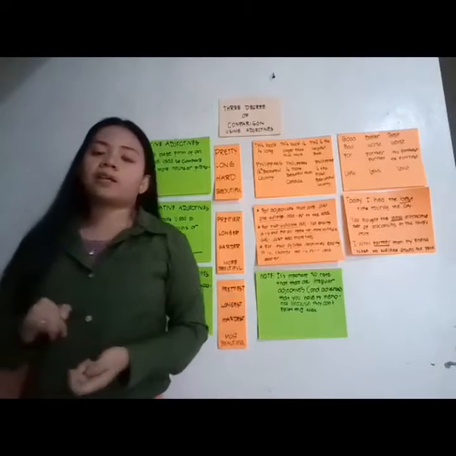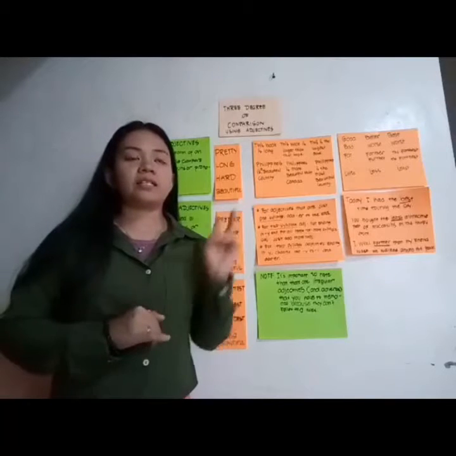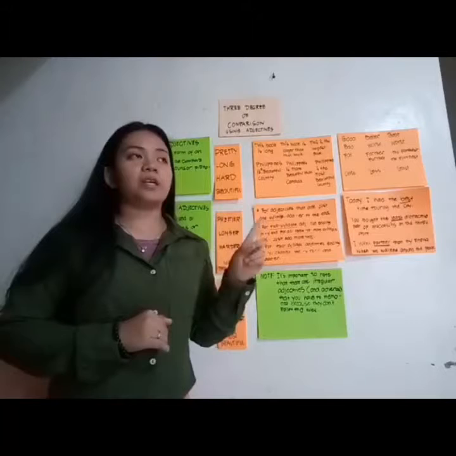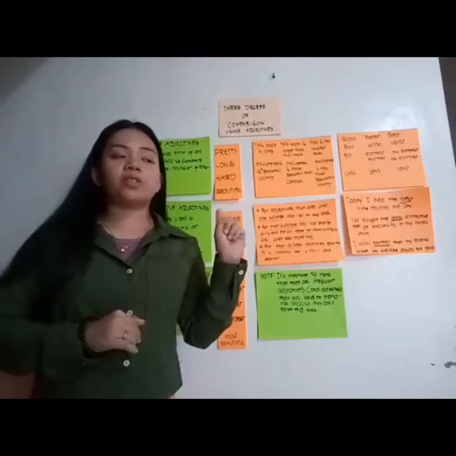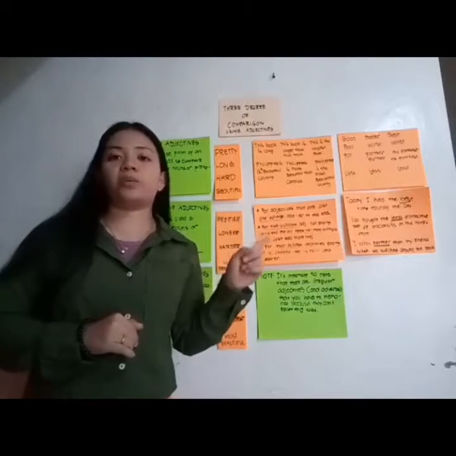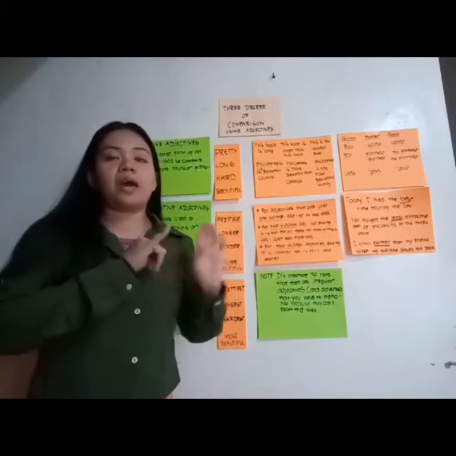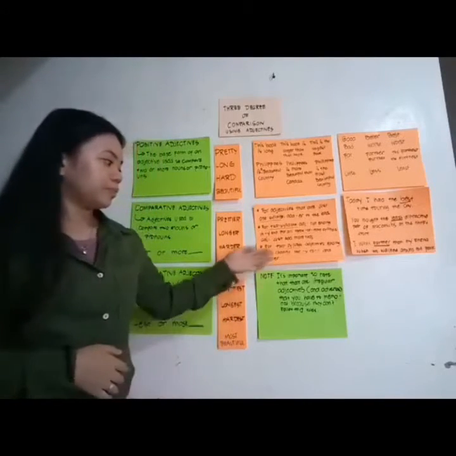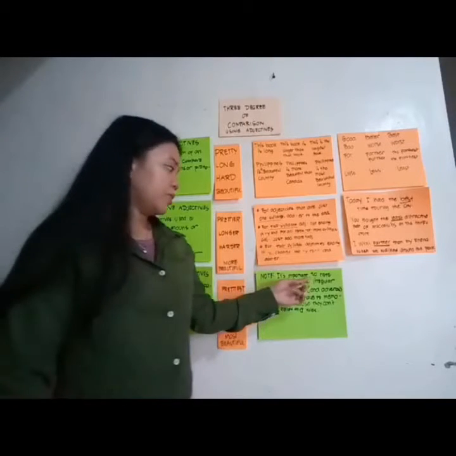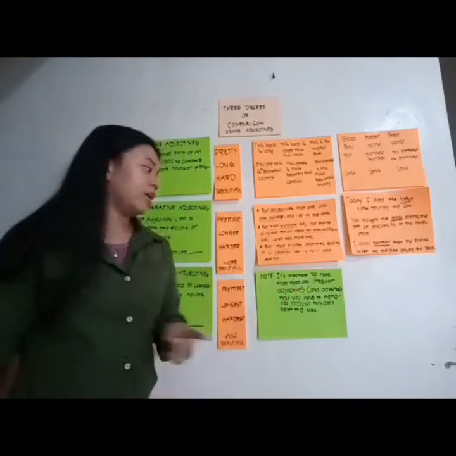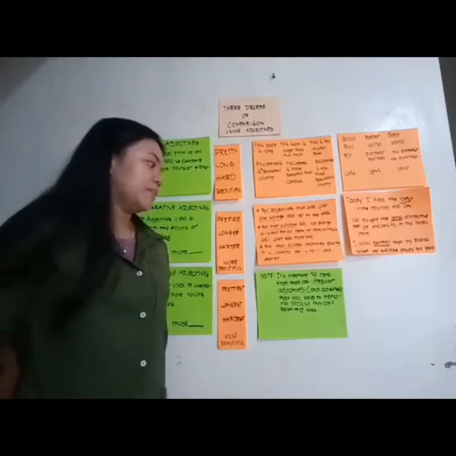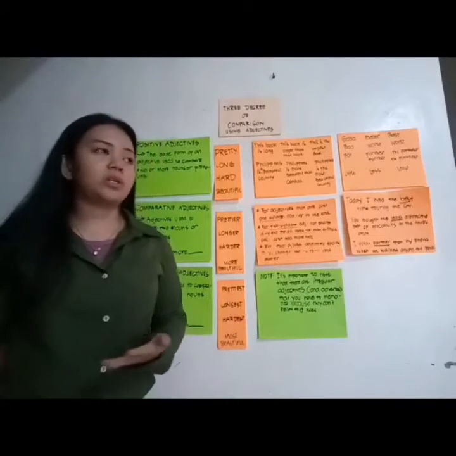Another example, heavy. Heavy has two syllables and it ends with y. So we change y into i and add er to make it comparative: heavier, or heaviest. It is important to know that there are irregular adjectives that you have to memorize because they don't follow the rule.